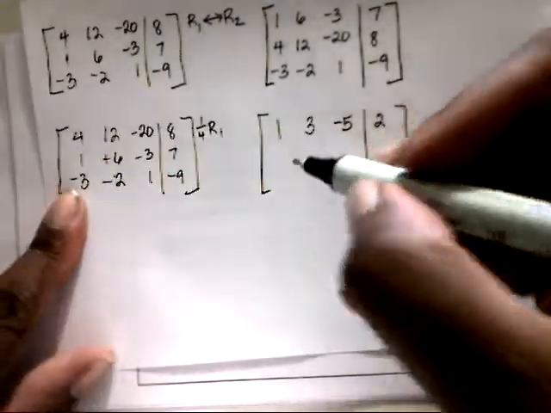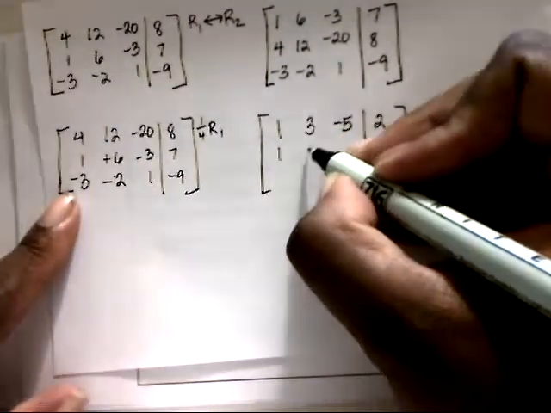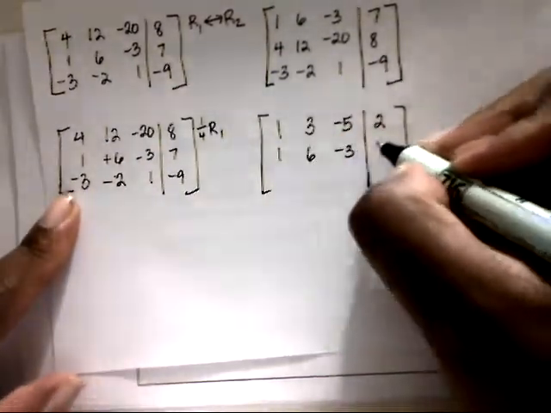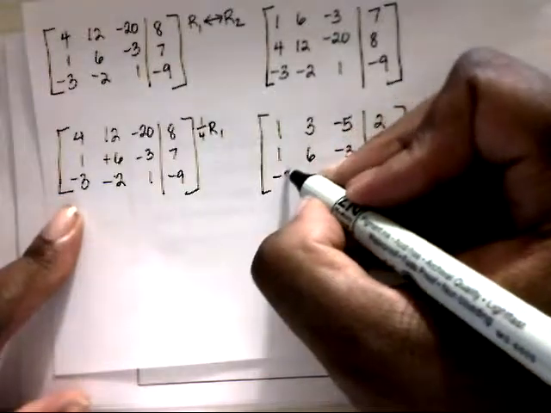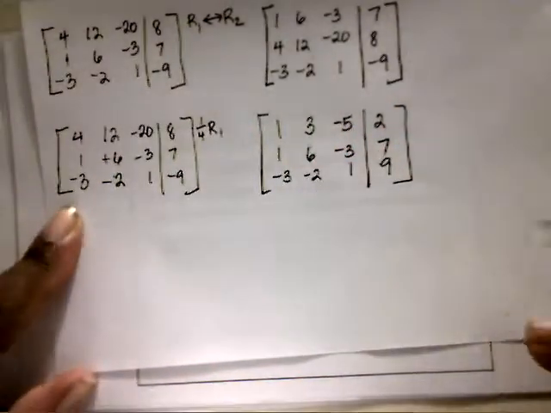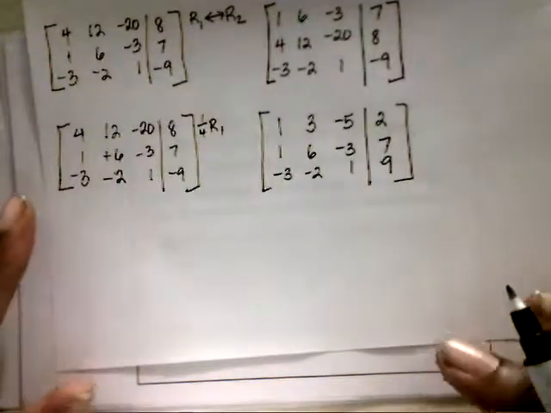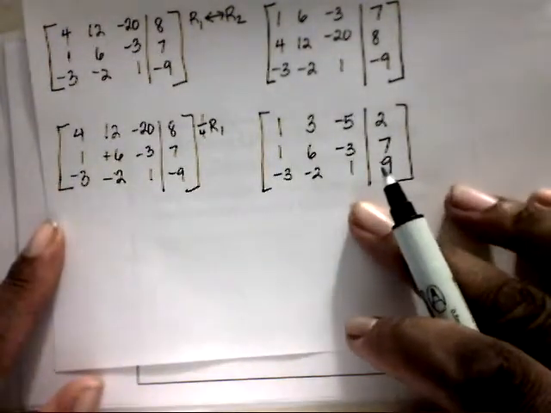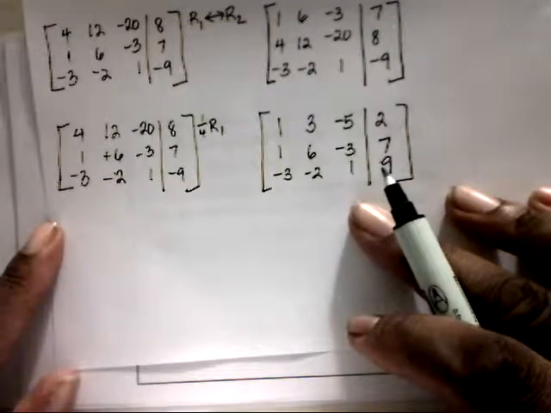The rest of these numbers I can just bring over. This row is still 1, 6, negative 3, 7. The third row is still negative 3, negative 2, 1, and 9. Okay, that's the new matrix after taking 1/4 of row 1.